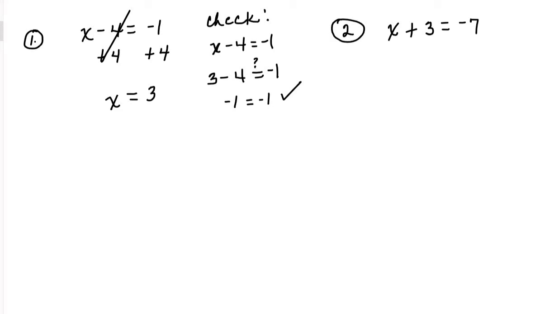Now, just to save time, I'm not going to go through and check all my answers, but you can do that on your homework and on your test. It's very useful to do that because it's telling you whether you got the right answer or not. Okay, problem 2, the operation that I have is plus 3. And the inverse of adding 3 is subtracting 3. So I'm going to subtract 3 from both sides of the equation, and I get -10 for my answer.